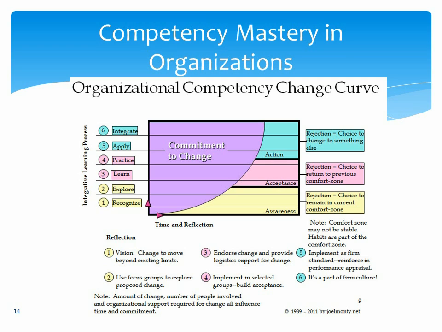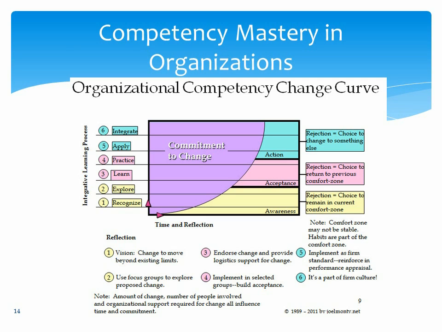Competency mastery in organizations, while it follows the same steps and stages, is more complicated by virtue of the number of people involved. So again, looking at these questions, at the reflection stage, the vision is to change and move beyond existing limits. Organizations quite often in the explore stage will use focus groups to explore the proposed change. At the learn stage, the organization endorses the change and provides logistic supports for the change for the organization.